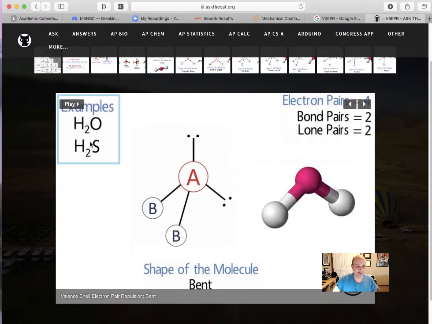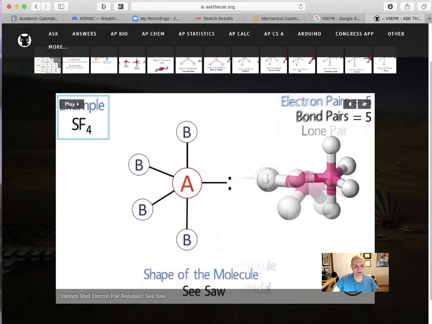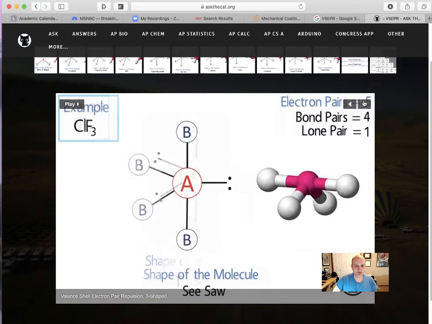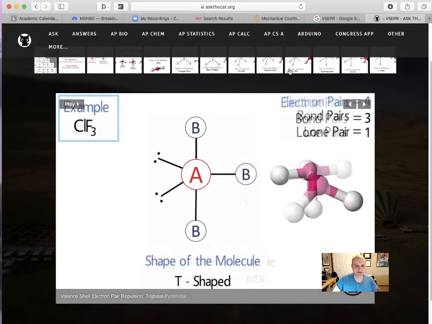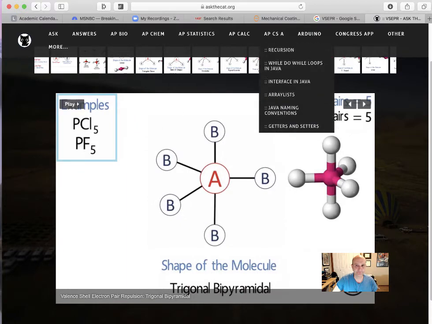You've got H2O and H2S are both bent, because you're only looking at the shape of the things that actually have an atom on it that say it's bent. These are just some quick examples, and I'll show you some 3D models of examples here in a moment, and then we'll do some problems.